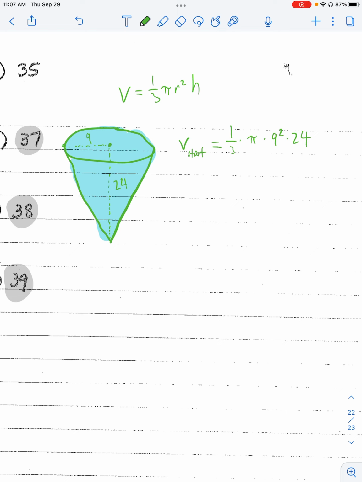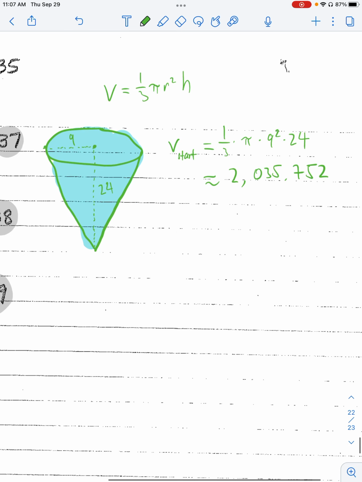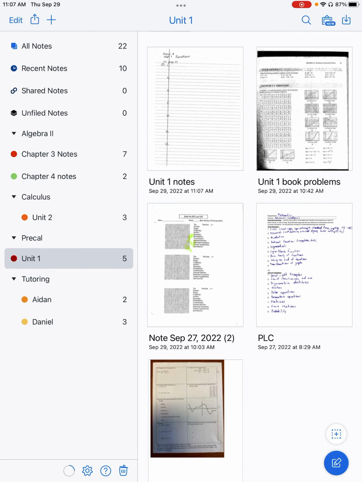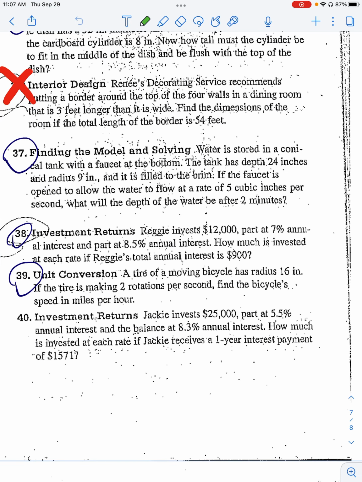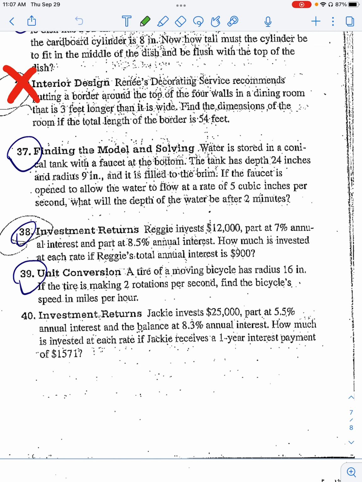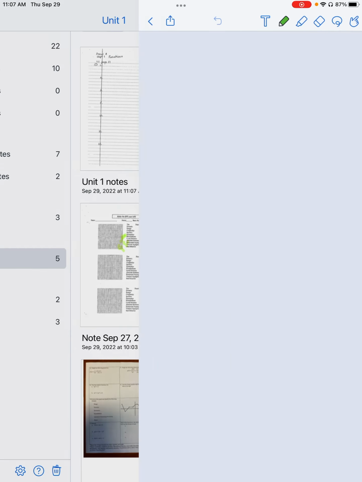All right, so I get about 2,035.752. I'll keep 3 decimal places. I'll also store it as a variable in my calculator. I'll show you guys how to store values in your calculator. And then what happens to the volume of my water? We lose 5 cubic inches per second for 2 minutes.